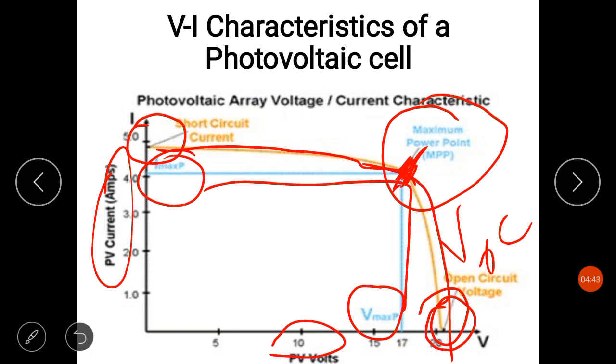So this is the maximum power point. Therefore, the ideal operation of a photovoltaic cell is defined to be at the maximum power point. So why are we so concerned with the maximum power point?